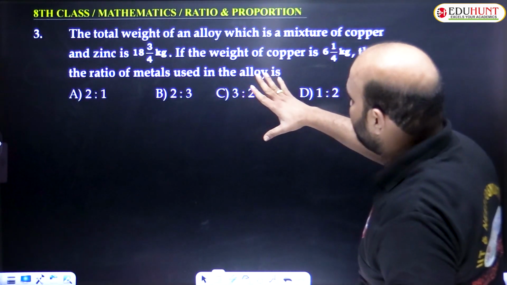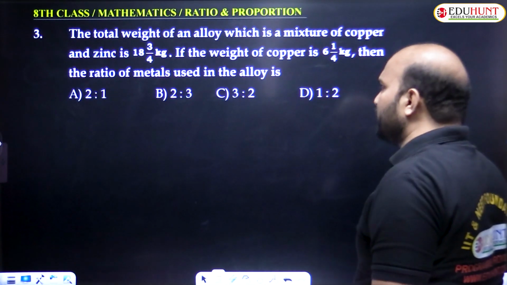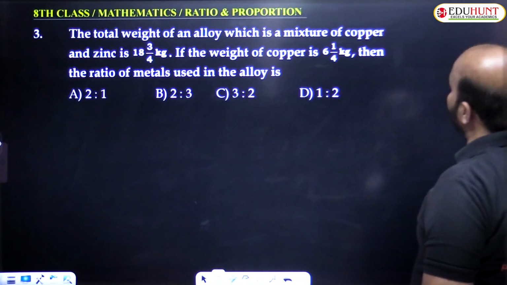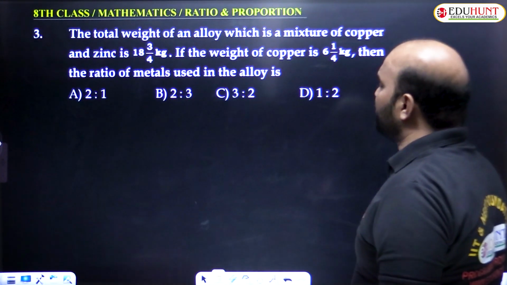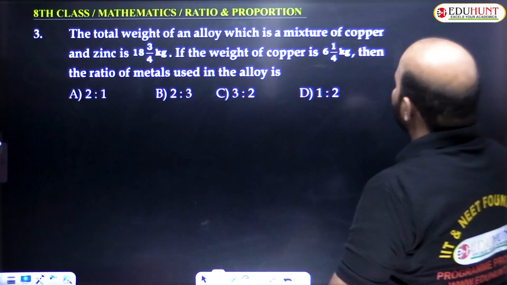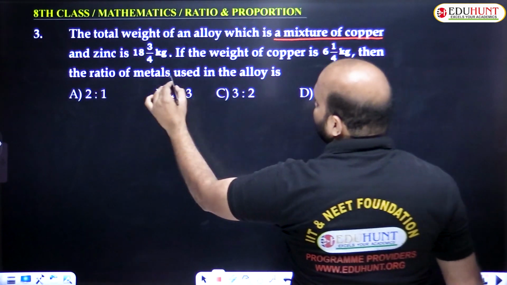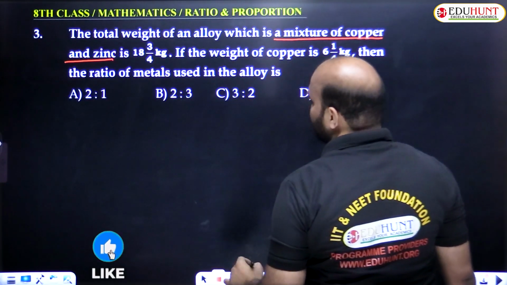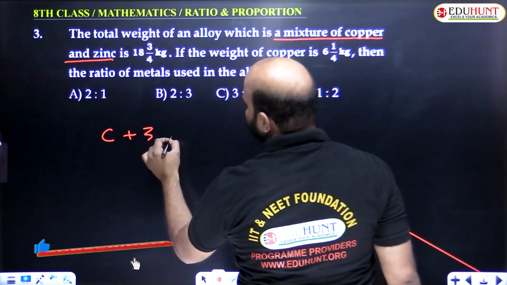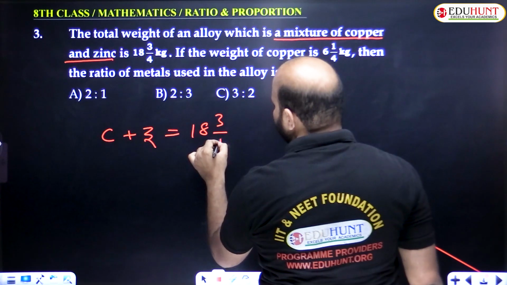The total weight of an alloy, which is a mixture of copper and zinc, is 18 and 3/4 kgs. If the weight of copper is 6 and 1/4 kg, then what is the ratio of the metals used in the alloy? Let me see what is given first. A mixture of copper and zinc is given. So copper plus zinc total is given as 18 and 3 by 4 kg.